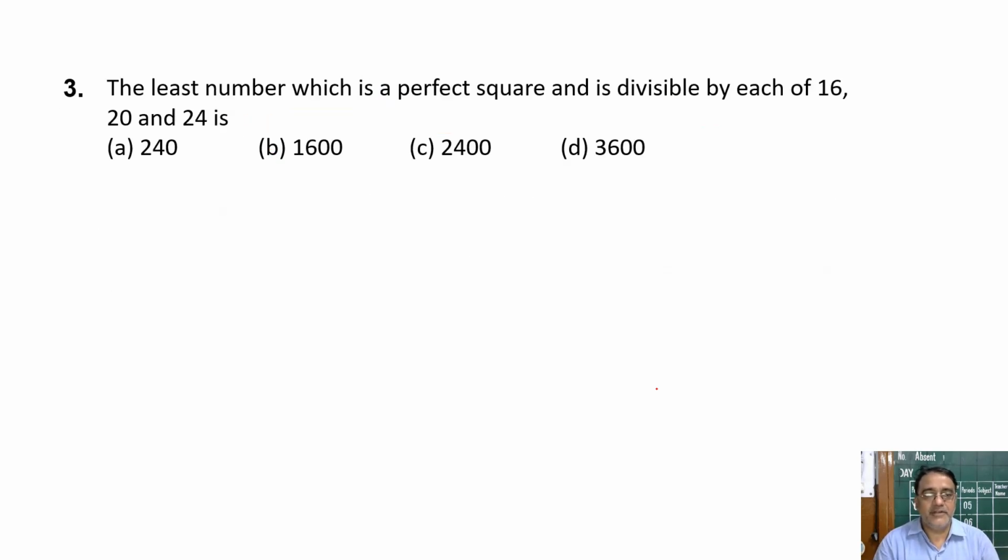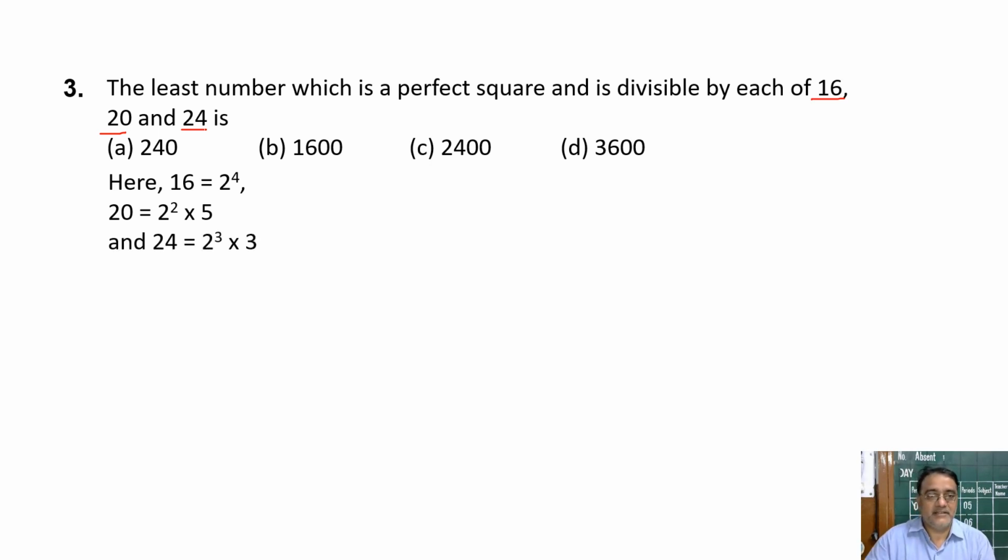Now we are moving toward question number 3. The least number which is a perfect square and is divisible by each of 16, 20 and 24. One number is divisible by many numbers. So what do we have to find, HCF or LCM? LCM. So we will do the prime factorization of 16. 16 is 2 to the power 4, and 20 is 4 into 5, so 2 to the power 2 into 5, and 24 is 8 into 3, so 2 to the power 3 into 3.